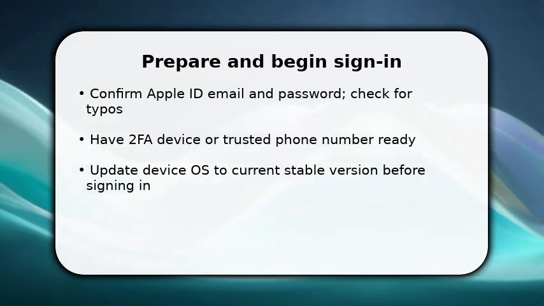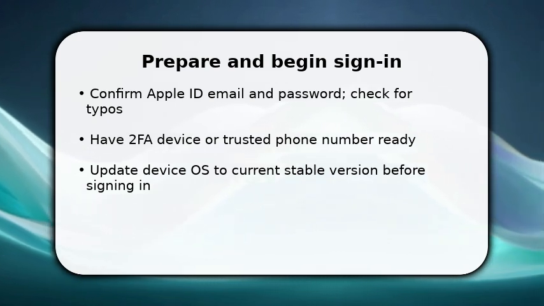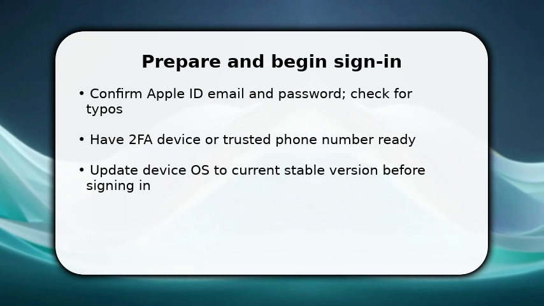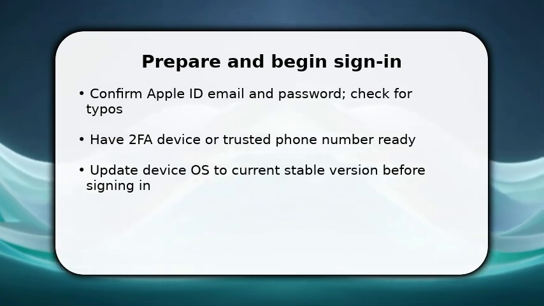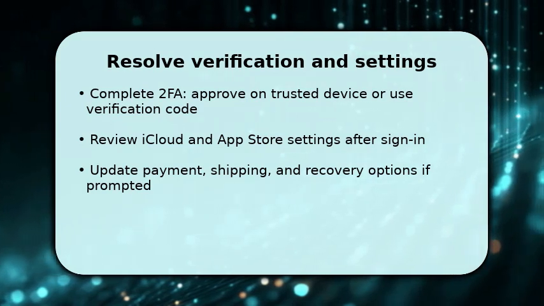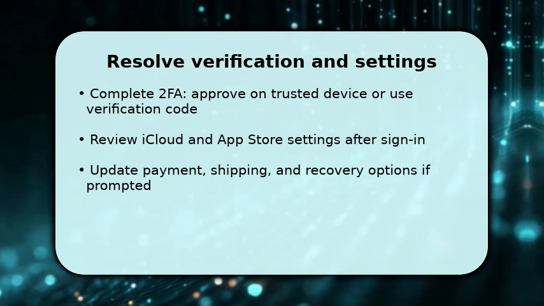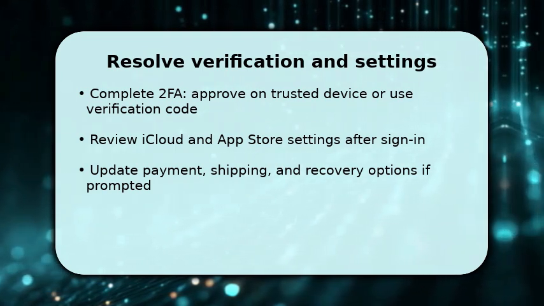Once done, enable a stable Wi-Fi connection and update the device operating system so the sign-in process can complete without compatibility interruptions. Once signed in, you'll often be asked to verify with two-factor authentication. Approve the sign-in on a trusted device or enter the 6-digit verification code sent to your phone.